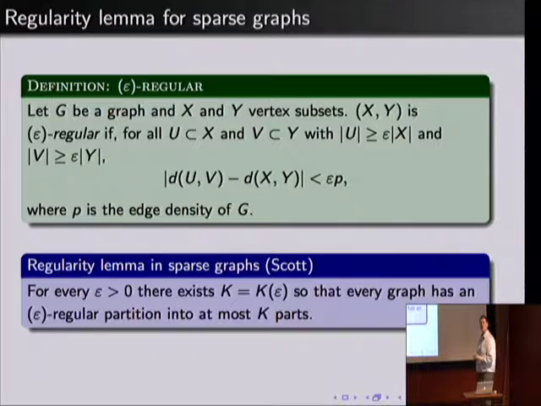So I call this an epsilon-regular partition, which means that all but at most an epsilon fraction of the pairs are epsilon-regular. And I haven't defined it for you before, but that's a good question. Yeah. So you allow an epsilon fraction of the pairs to be irregular. So you could hide a lot of edges. Exactly.